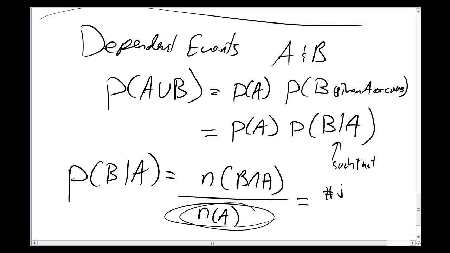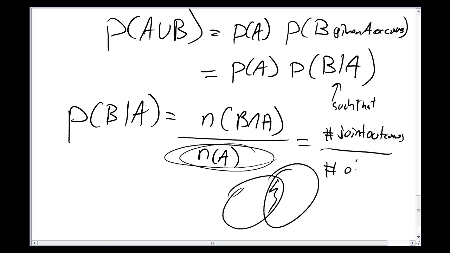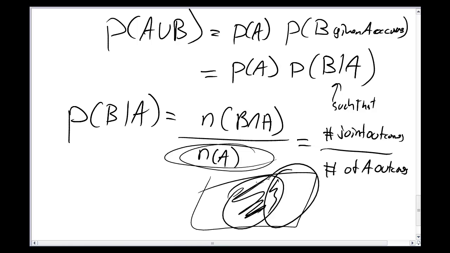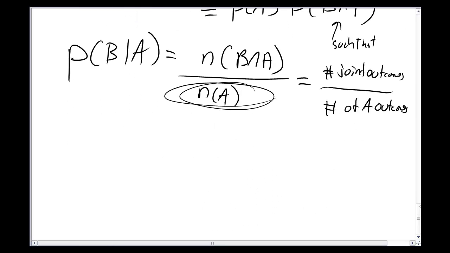So this is the number of joint outcomes, that and space in set theory, this stuff right here, divided by the number of A outcomes. So again, divided just by this. I'm not dividing by the entire universe. I'm just dividing by the stuff in that A set. And that pretty much wraps it up. There's one last word thing that I do.